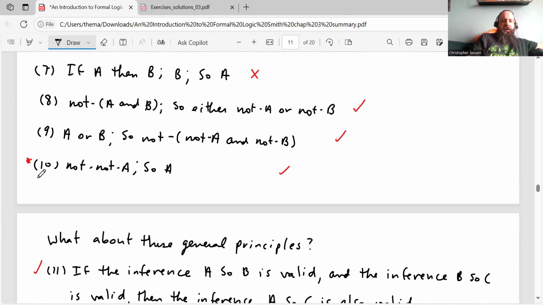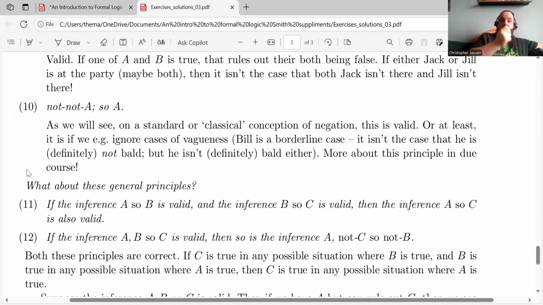The reason for the star here is that when I put a star next to my solutions for Smith's book, what that means is that the author actually has something interesting to say in the solution to that problem. So let me see if I can bring that up here, and we'll read what he has to say about number 10, which is this one, not A, so A. As we will see, on a standard or classical conception of negation, this is valid, or at least it is if we, for example, ignore cases of vagueness. Bill is a borderline case. It isn't the case that he is definitely not bald, but he isn't definitely bald either. More about this principle in due course.